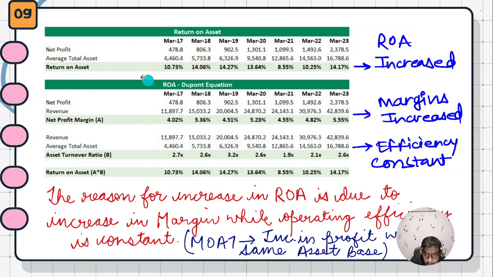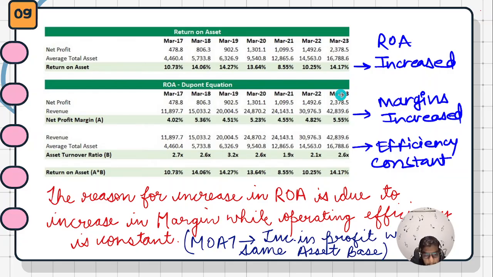If you see very closely, the return on asset is actually increasing: 10.73, 14.6. There was a downfall, but again it increased. Now see, it could be ROA as well as ROE when we are doing the DuPont analysis. It can be a breakdown of ROA as well as ROE. So here we are understanding the example of ROA. It's increasing. Now what is the reason for this increase?